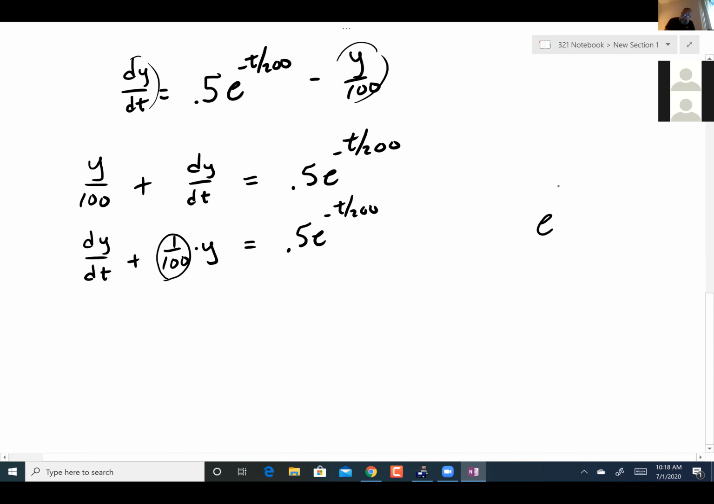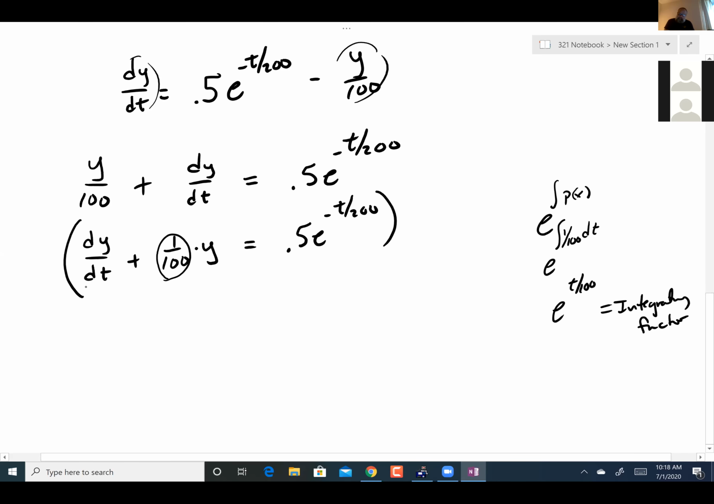It's e to the integral of p of x. Okay. So in other words, in this case, it's going to be e to the integral of 1 over 100 dt. Wait, isn't that just e to the t over 100? That's correct. Okay. That guy right here is what we refer to as our integrating factor. Okay, so we're going to multiply the entire equation by it.